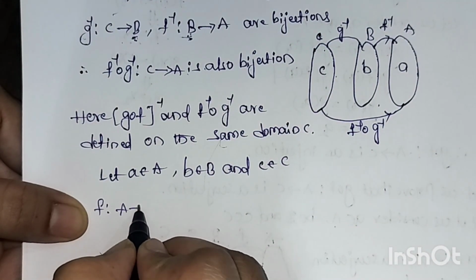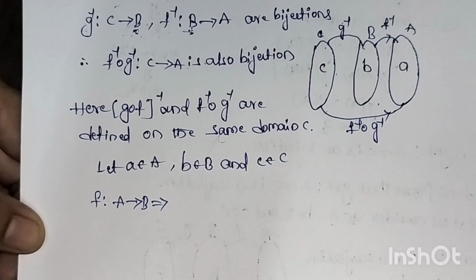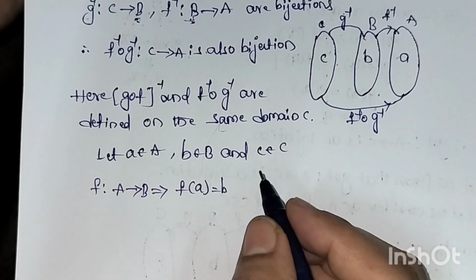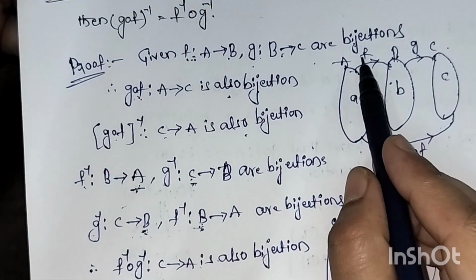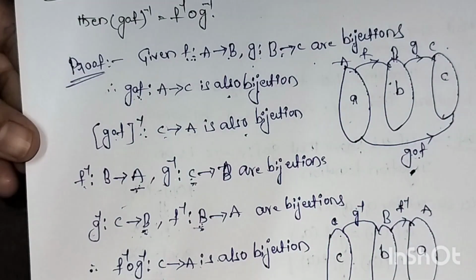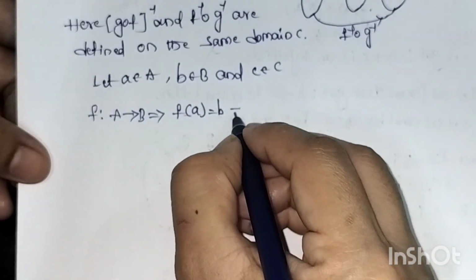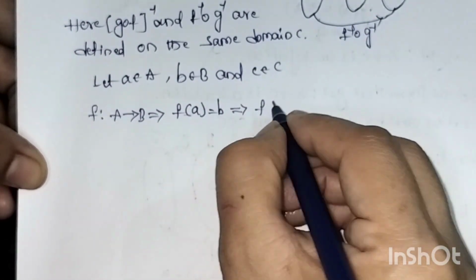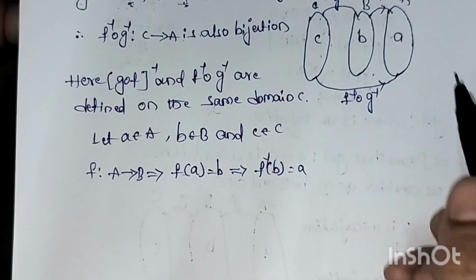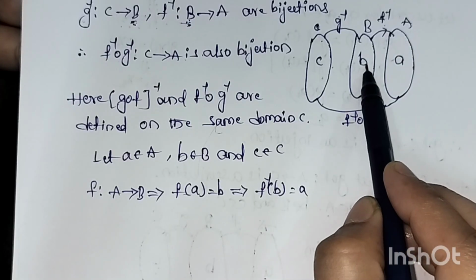F maps A to B implies F of a equals b. F is a function from A to B. Image of a is b. F of a equals b implies F inverse of b equals a. F inverse from B to A, image of b is a.